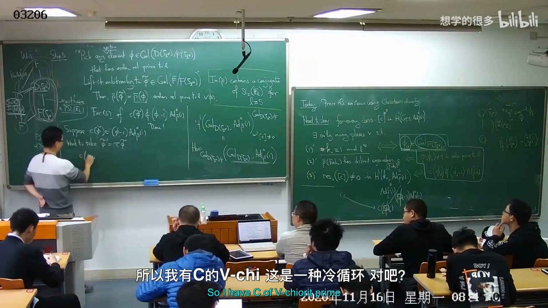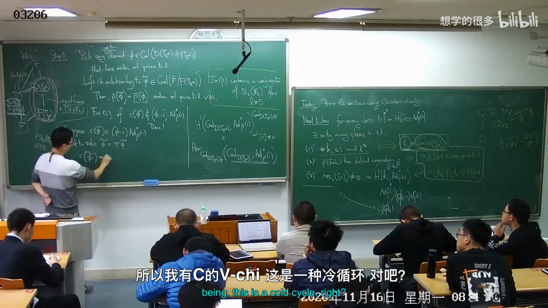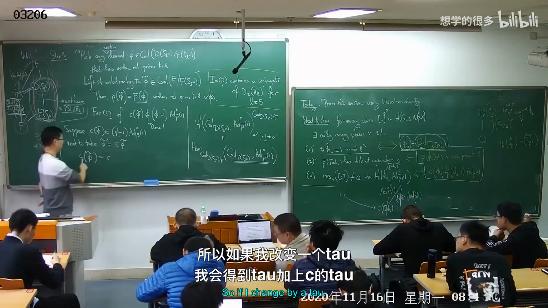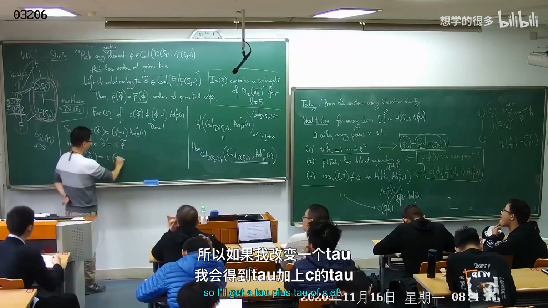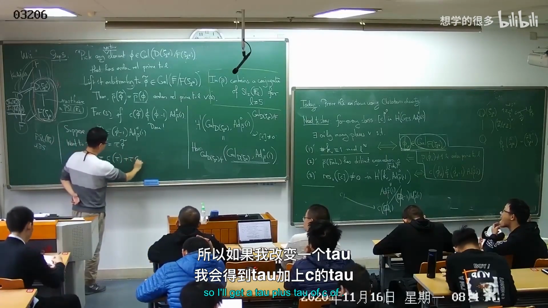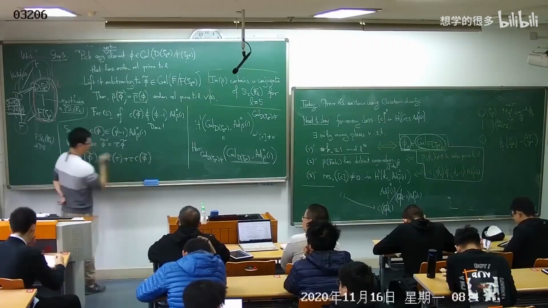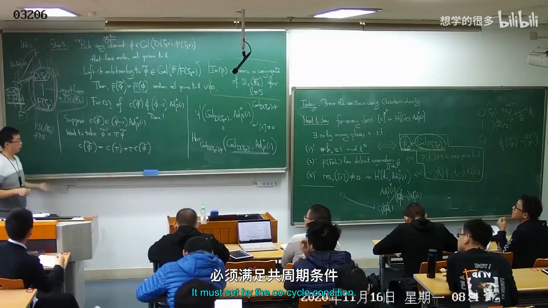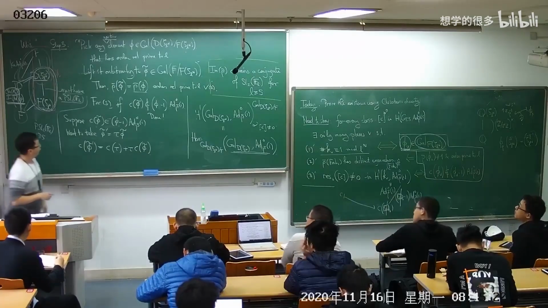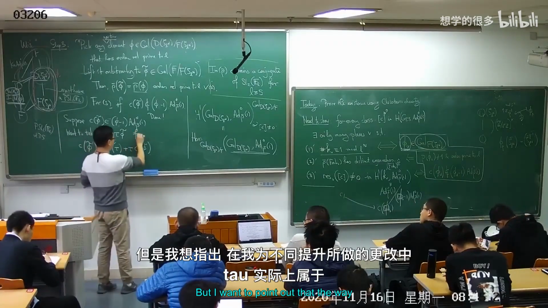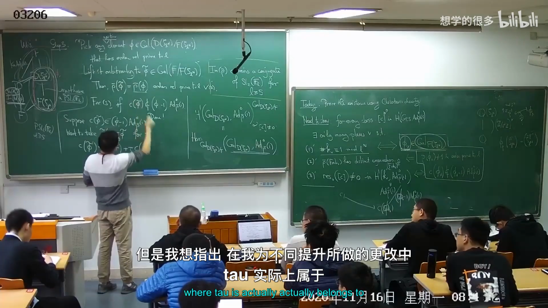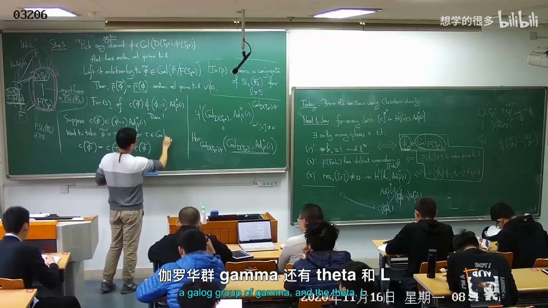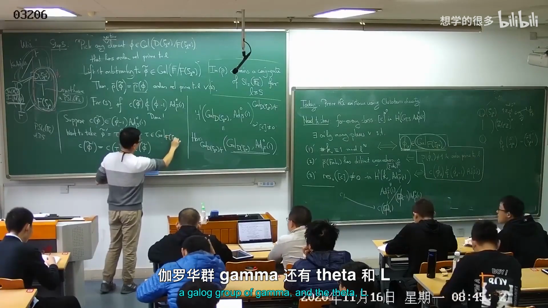So I have C of phi tilde prime, this is a co-cycle, right? So if I change by a tau, I'll get a tau plus tau of C of phi tilde. This is a co-cycle; you must satisfy the co-cycle condition. But I want to point out that the way I change for a different lift, where tau actually belongs to the Galois group of gamma zeta L.